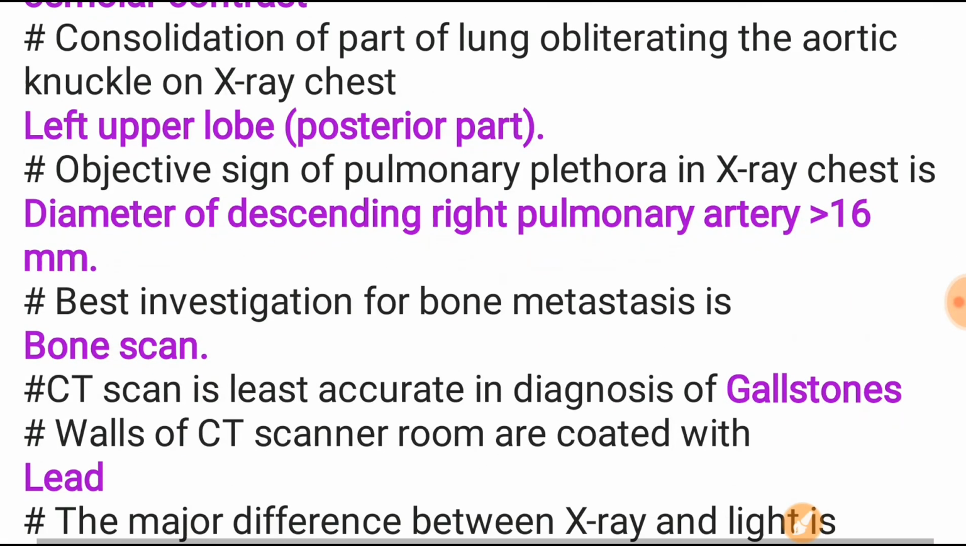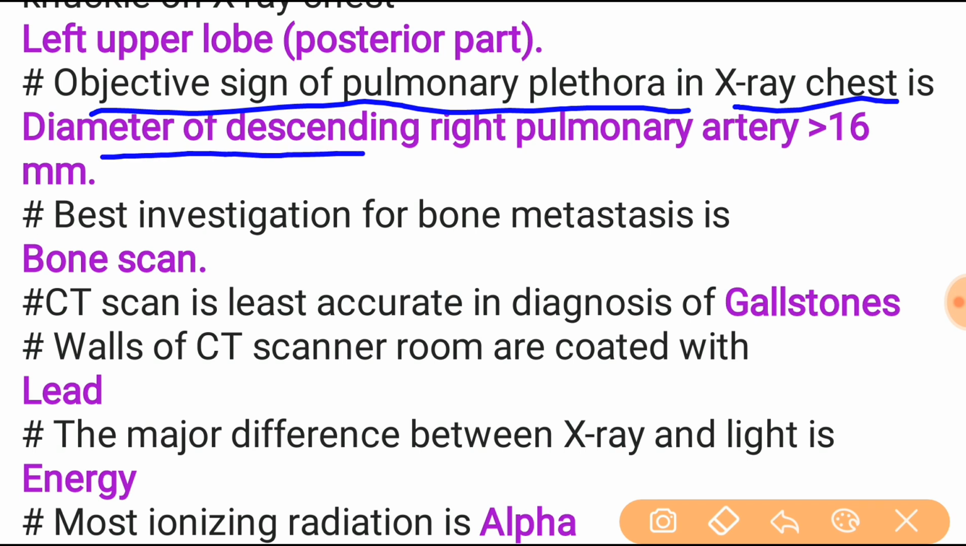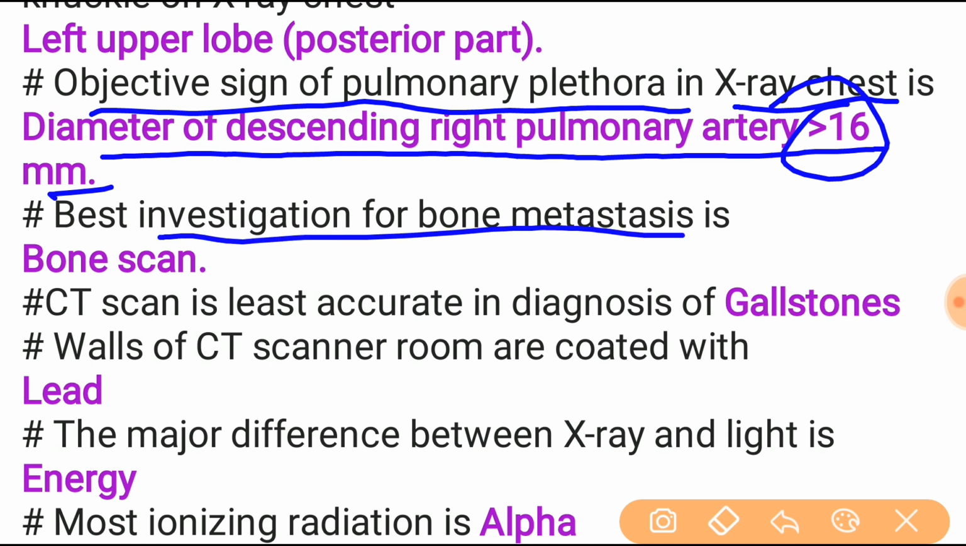Next one is the objective sign of pulmonary plethora on chest X-ray: diameter of descending right pulmonary artery more than 16 millimeter. Best investigation for bone metastasis is the bone scan. CT scan least accurate in the diagnosis of gallstone.